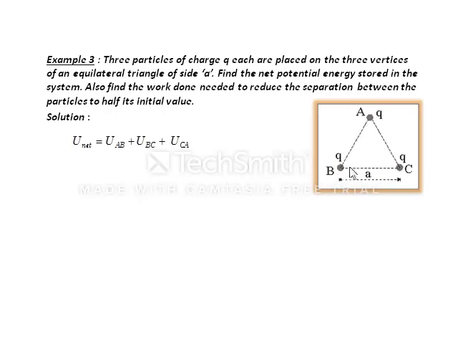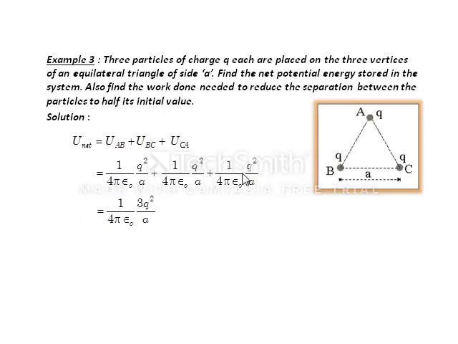Just put the value AB, these two, forget about this one right now, these two, that is 1 by 4 pi epsilon Q into Q square by this distance A. These two are also the same. Now add, this is simply 3 times this one. So this is the answer of the first part.